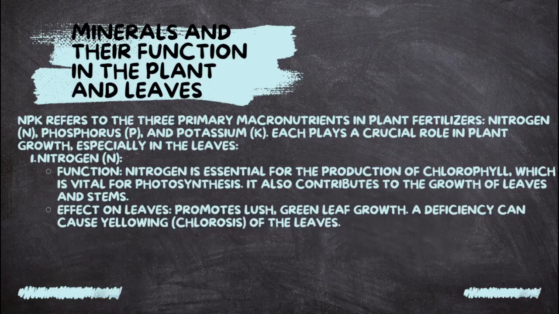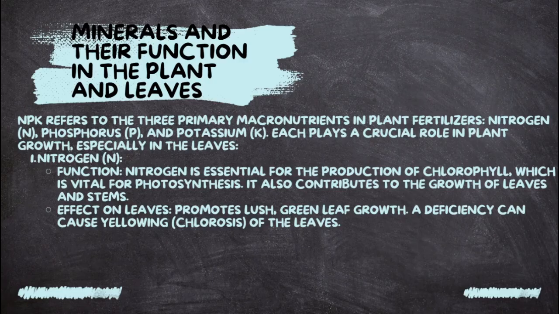Then we have minerals. Still on the topic of plants, minerals are very crucial to plants. They absorb water and nutrients, water and minerals, through their roots, and there are three main ones that they use commercially, and that's basically NPK: nitrogen, phosphorus, and potassium. Nitrogen is very important for the production of chlorophyll, and we know the function of chlorophyll. We need it to absorb light.